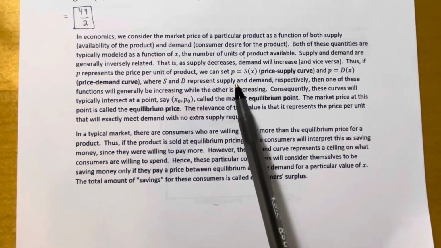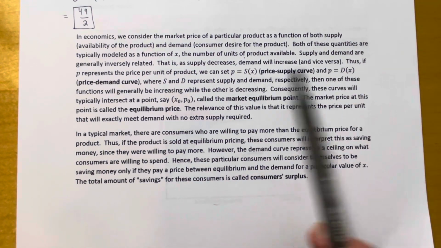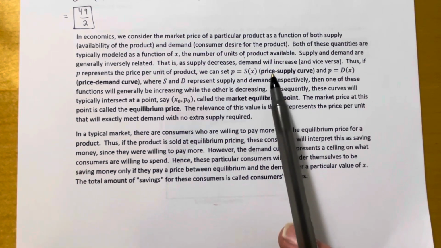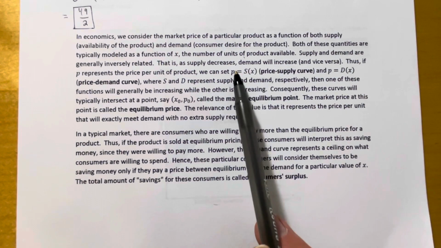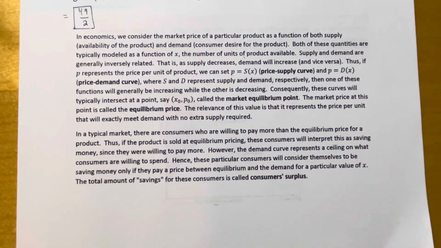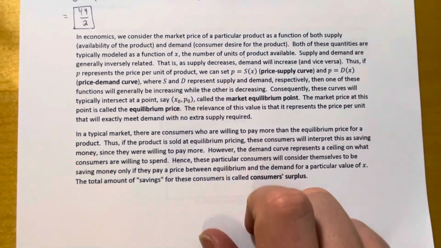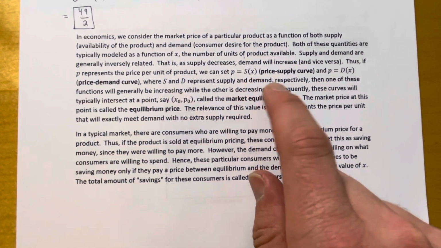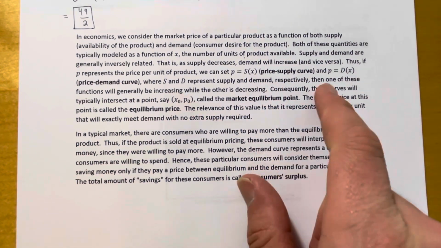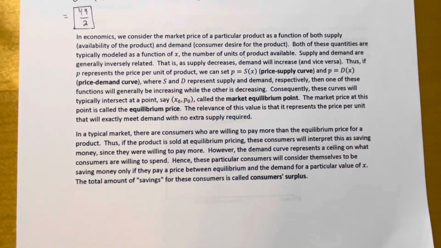And in both of these cases, pricing is set according to values output by these functions. And so if we let P represent price per unit of this product, and we think of it as kind of a dependent variable with x as an independent variable, then we have functions which can in turn be graphed. And this one, P equals S of x, we call a price supply curve. P equals D of x, we call a price demand curve.